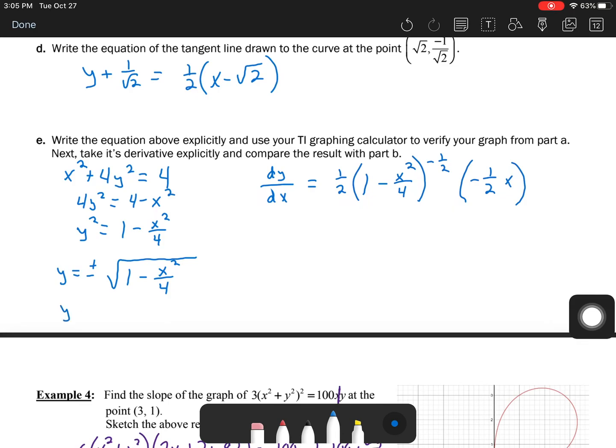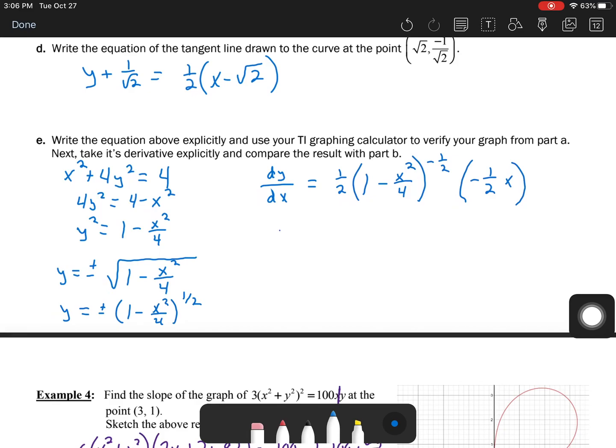Let me rewrite this. I'm just going to leave the plus or minus off for right now. So I'm going to bring this 1/2 down and take away 1, so I end up with this. Then the derivative of this inside piece, x squared over 4, is like 1/4 x squared, so if I do the power on that, to do the derivative of that, I get negative 1/2 x.